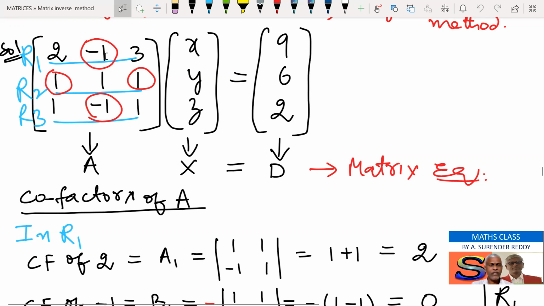Minus comes, odd number of minus 1 power odd number comes, so these 4 elements cofactor must be multiplied by minus.